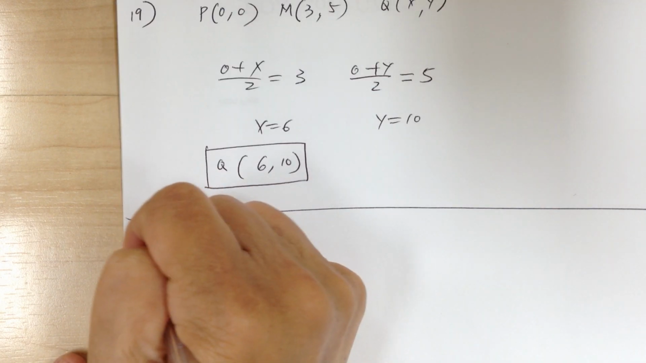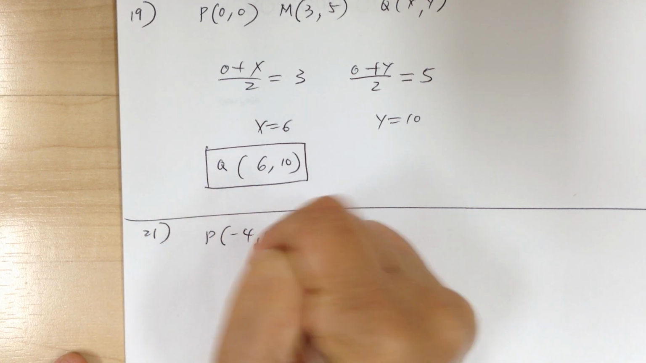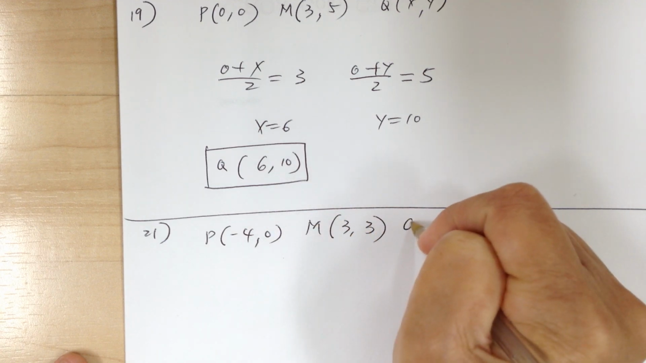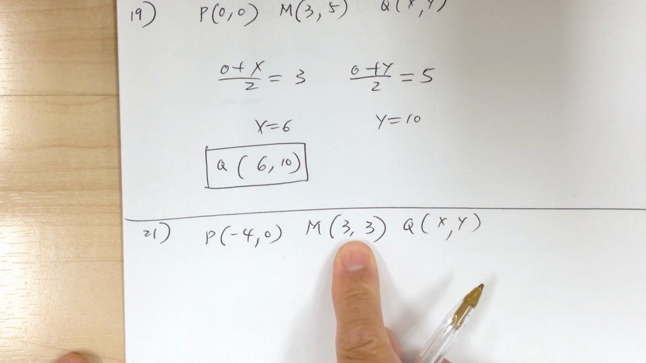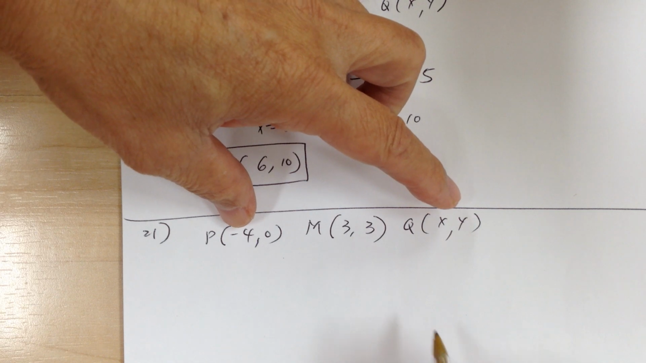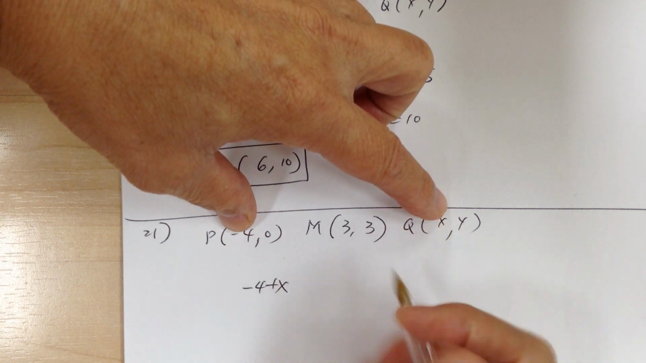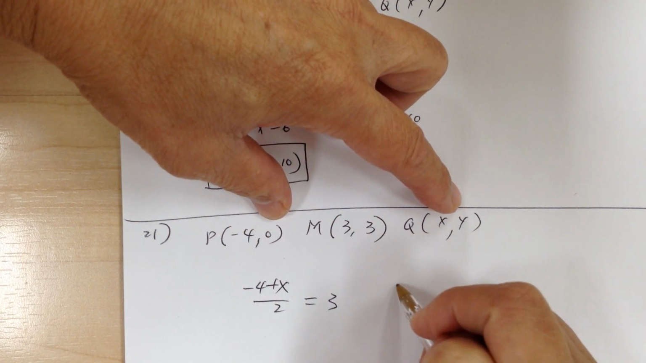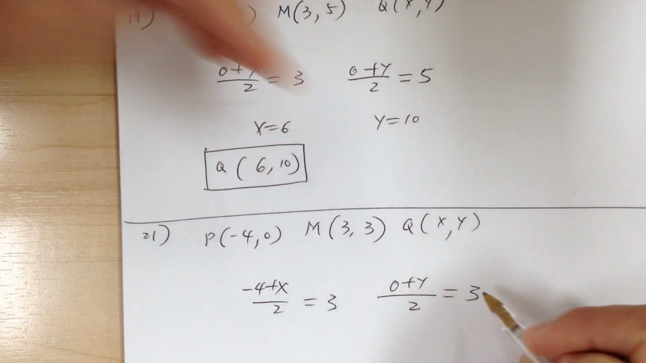Okay, next one. The point P is negative 4, 0, and the midpoint is at 3, 3, and you're looking for Q. Again, the midpoint came from averaging the P and the Q. So you just use the formula, right? When you average, you got negative 4 plus x, you add, you divide by 2, and this gives you the midpoint. Same thing for the y. You got 0 plus y divided by 2, this will give you the 3.